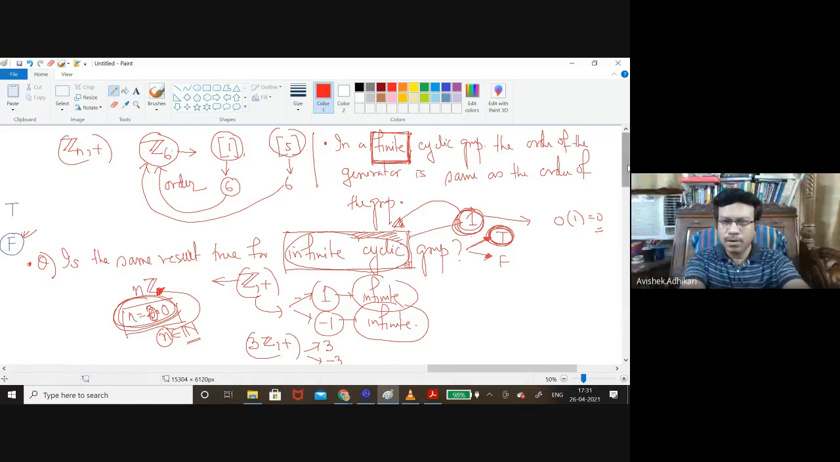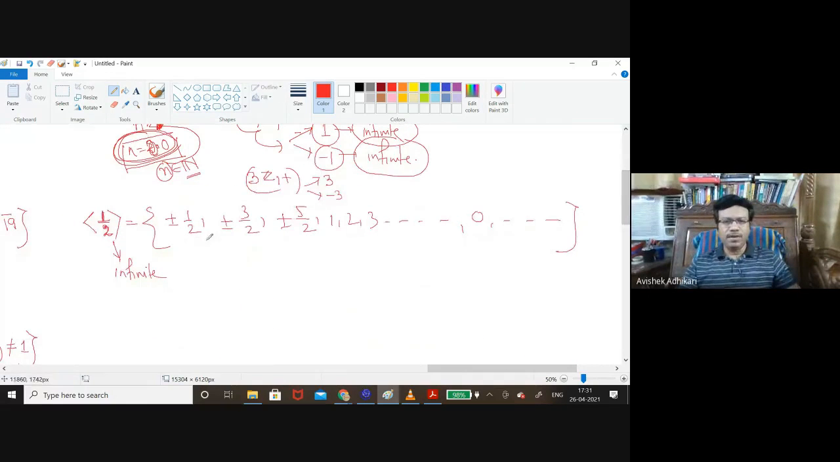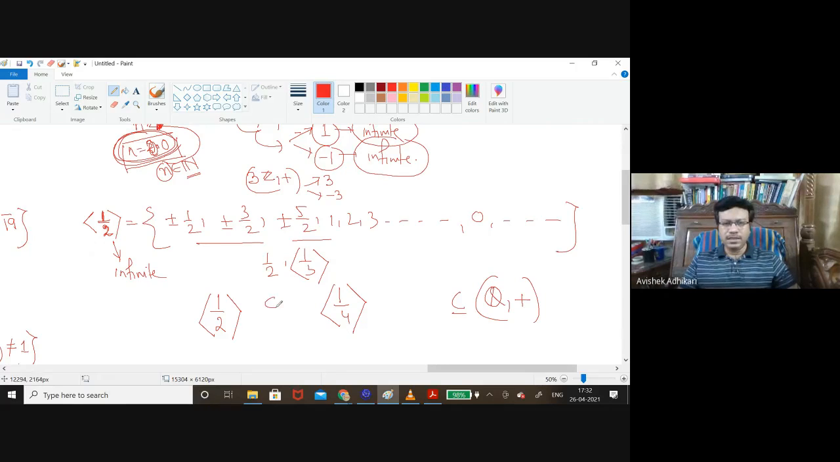Okay. So you have already seen many infinite cyclic groups. Clear? Okay. So this is generated by half. Similarly, you can also generate it by this. Now tell me which one is bigger as a subgroup. Both of them are subgroups of Q plus, right? Now, this one is true, or this one is true, or they may not be comparable.